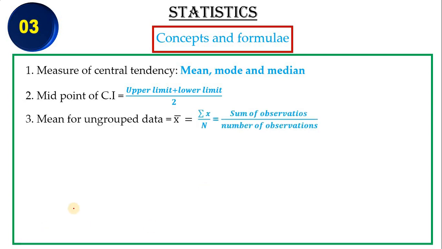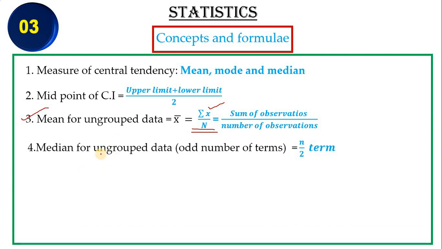Next, let us move on to another one, mean for ungrouped data. We have a formula here, that is sigma x divided by n, or else, as you have studied in your earlier classes, children, sum of observations divided by number of observations. And in both the model question papers there was a problem on this formula itself, children. So it is a very important formula. Definitely you will get a question on this formula.